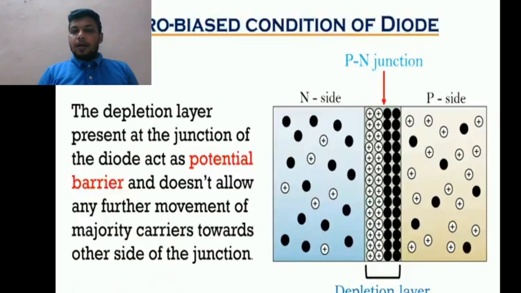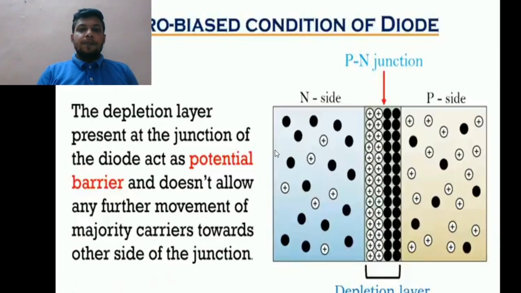So this region acts as a potential barrier. This barrier potential does not allow any further movement of electrons or holes towards the N side or the P side. So basically we can call it the zero bias condition, where no external potential is applied, but still some carriers drift across the junction for a certain period of time.